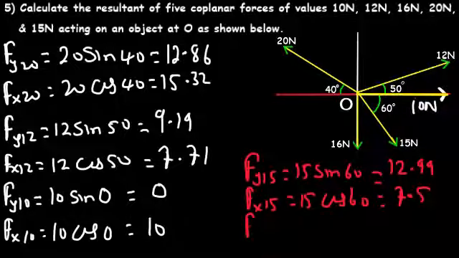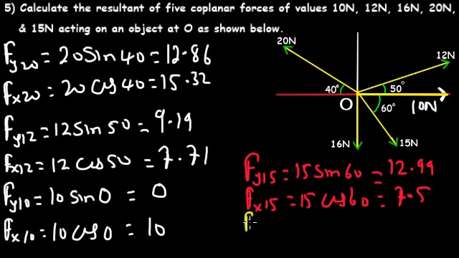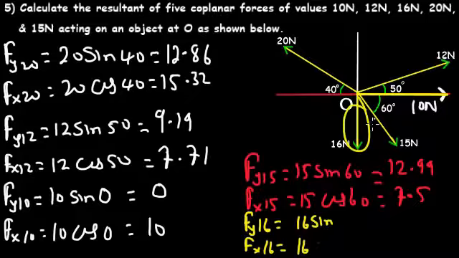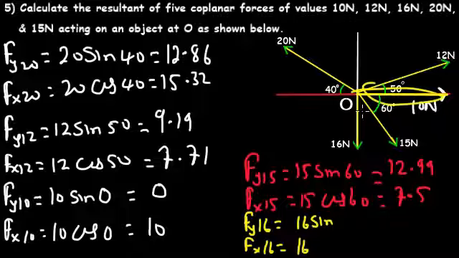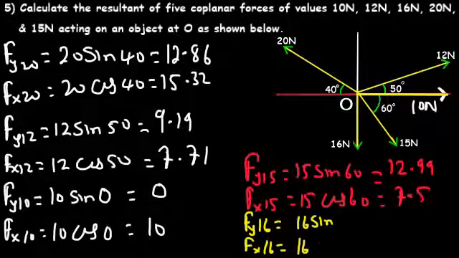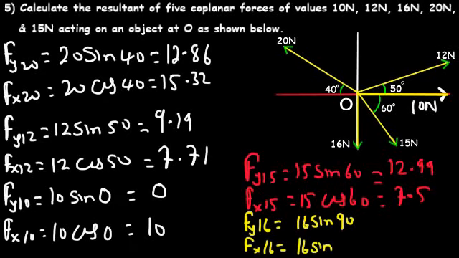Fy, let me use yellow color so that you won't mix them up. Fy16 equals 16 sine 60, and for the other one, Fx16 equals 16 cos 60. Oops, the angle between the horizontal and this one is not 60. As you can see, this is the horizontal and this is the vector, so that will be 90. So 16 sine 90, 16 cos 90.